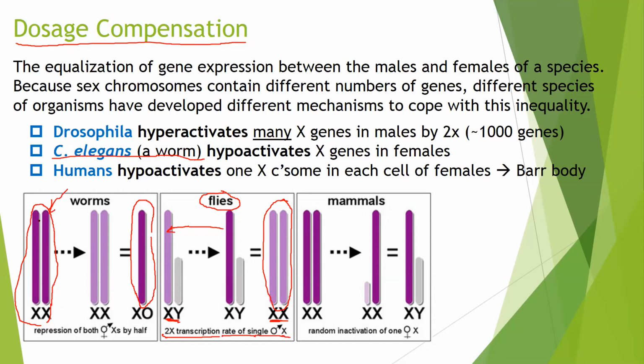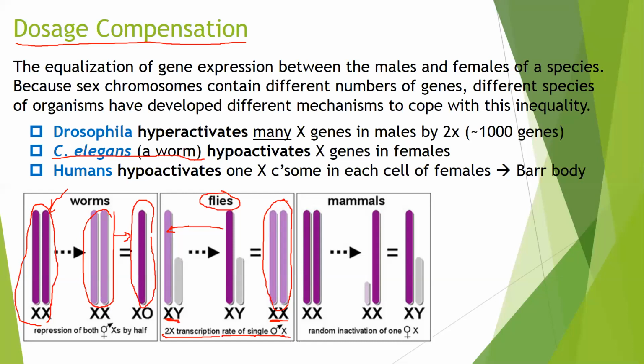If the worm can repress the gene expression on the X chromosomes in the female, then the 2 copies of the female X chromosomes will be equivalent to 1 copy of the male X chromosome. Is that clear?